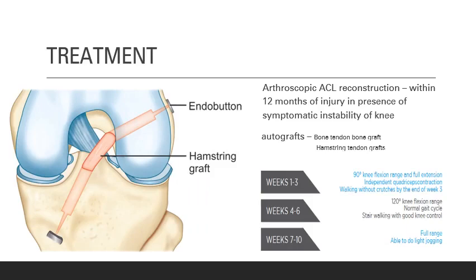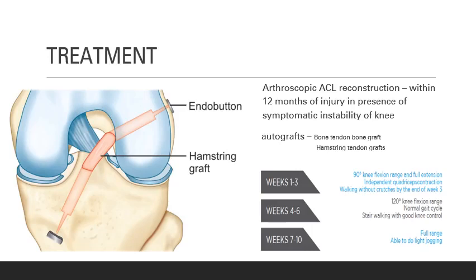Treatment: either by open ACL reconstruction with bone-tendon-bone graft using a patellar tendon, or arthroscopic ACL reconstruction with hamstring graft within 12 months of injury in presence of symptomatic instability of the knee.